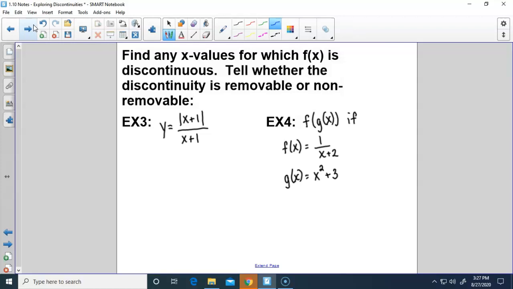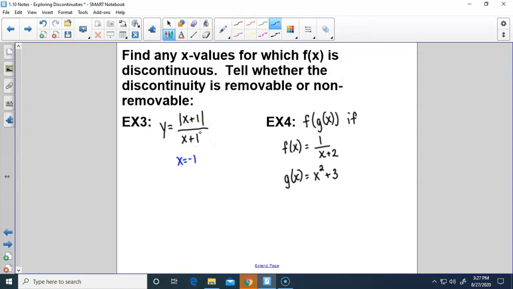All right. Here are a couple more. Example 3 is a little bit strange. y equals the absolute value of x plus 1 over x plus 1. I know for sure that I'm going to have a discontinuity here at x equals -1 because -1 would make that denominator 0. However, it looks like x plus 1 and x plus 1 should cancel, but I've got these absolute value bars here.